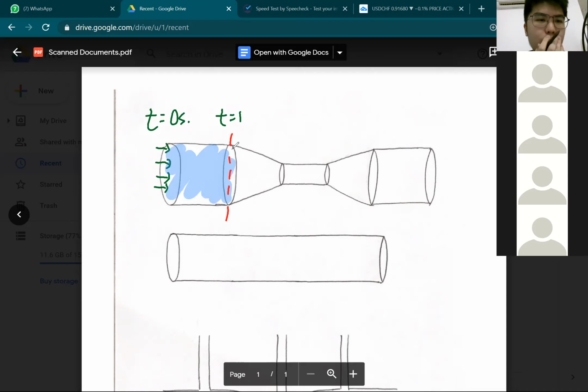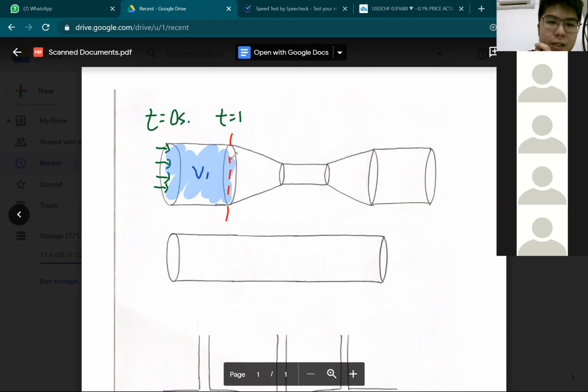Now, in 1 second, this amount of water entered the tube. Let's label it as V1. This amount of volume enters the tube. Now, what happens in the next second? In the next second, all this water must pass through this red line. Why? Because they have to maintain the same volume flow rate. It has to be this amount of volume of water flowing in the next 1 second.